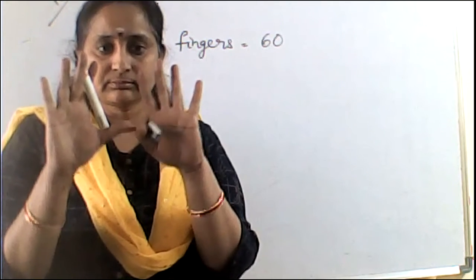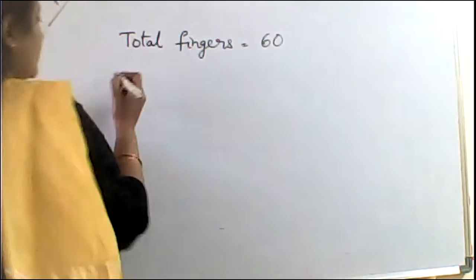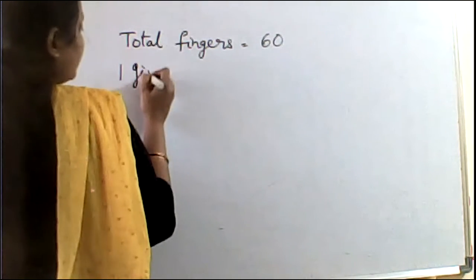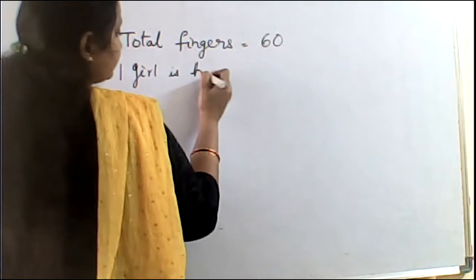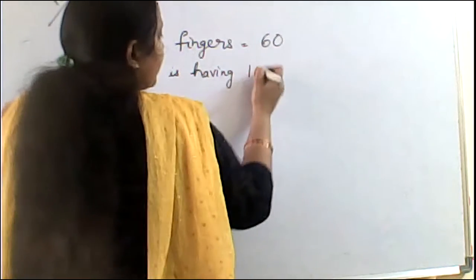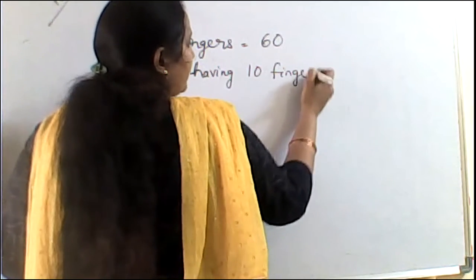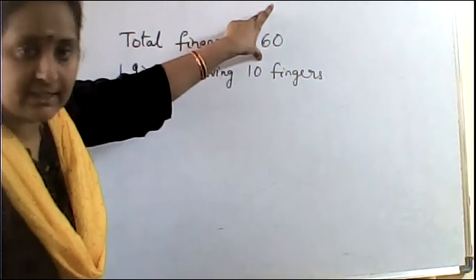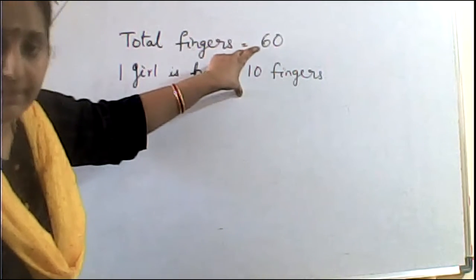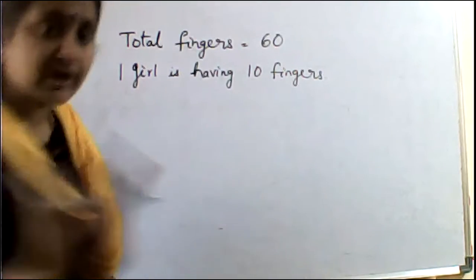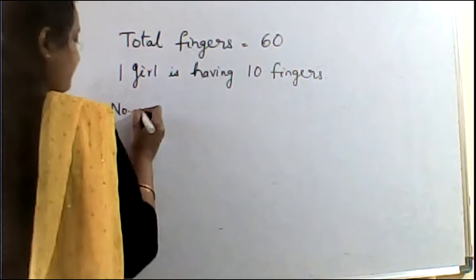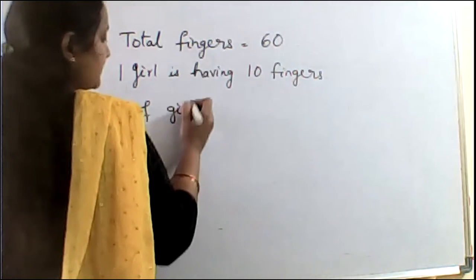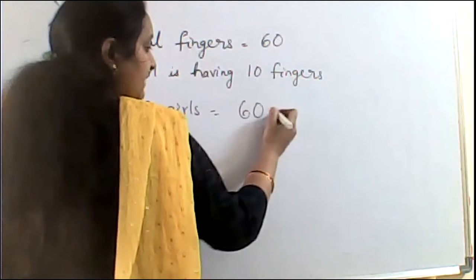10 fingers. One girl is having 10 fingers. So that means total fingers are 60. One girl is having 10 fingers. Now the number of girls we need to find out. Number of girls.